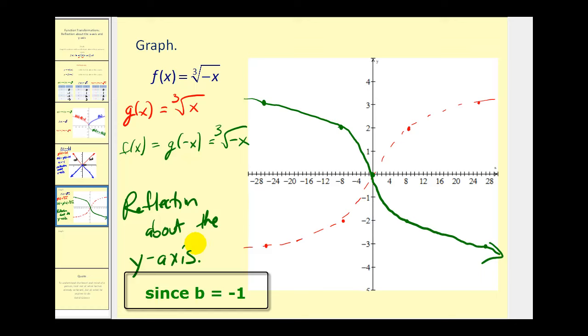Okay, in the next two videos, what we're going to do is take a look at various transformations all combined at the same time to finish off the topic of function transformations.